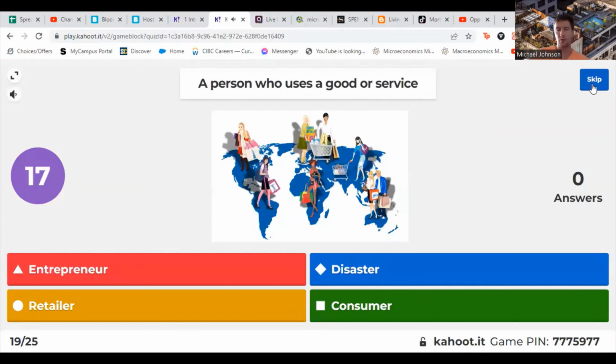Person who uses a good or service. Red is entrepreneur. Blue is disaster. Yellow is retailer. Green is consumer.